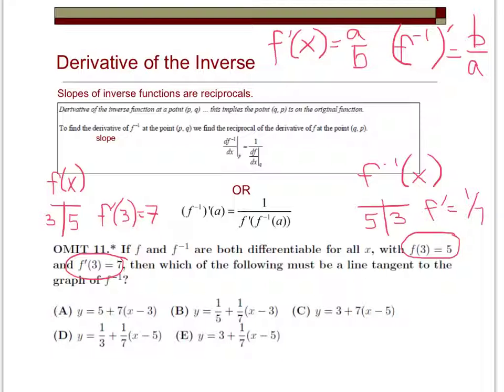So now, using that point and that slope, find the correct equation. Automatically I can eliminate C and A because they have the incorrect slope. And then it's going to be 5/3. Well, E is the only correct answer. Okay, great. One more example.